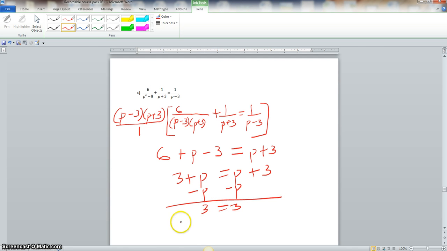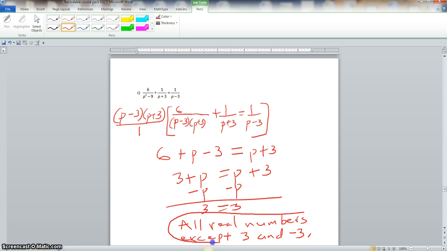And then your answer should be all real numbers except 3 and negative 3. Because remember, 3 and negative 3 are the only numbers that would make this denominator 0. So it's all real numbers except 3 and negative 3. That is your final answer.